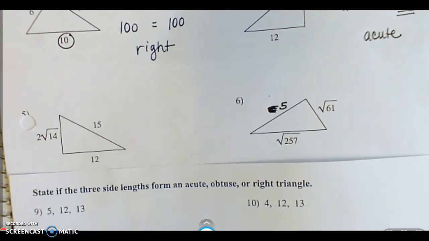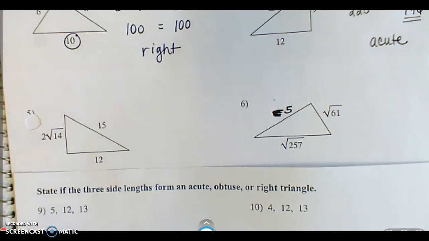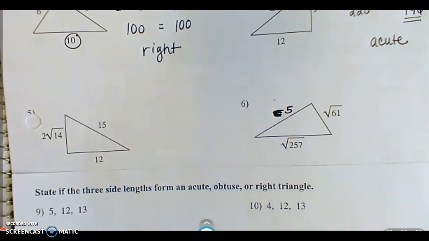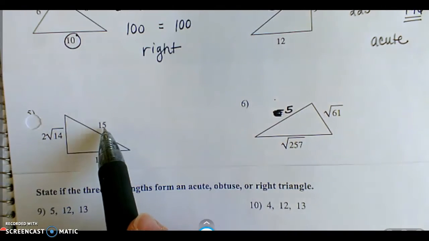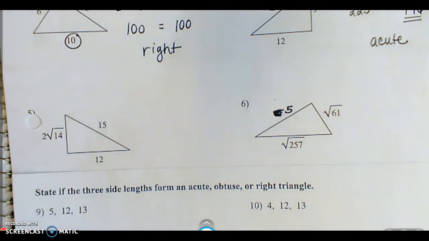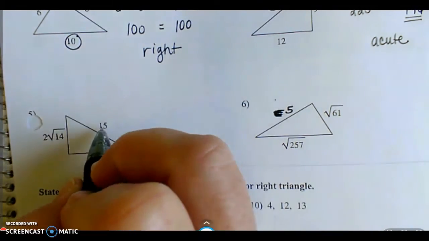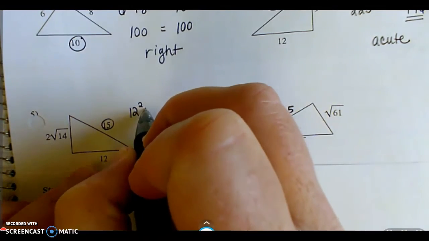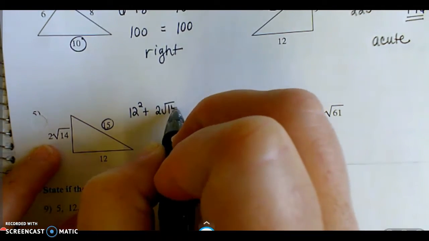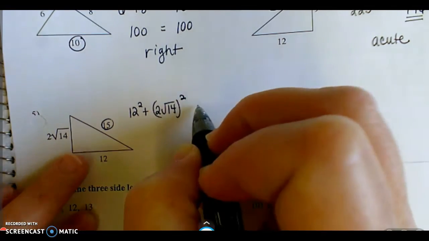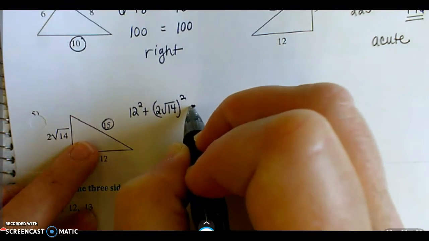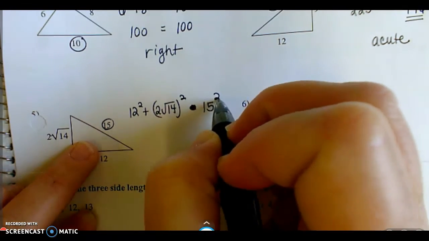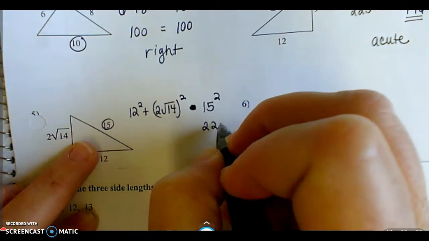Okay. The next two I just wanted to show you real quick just because they have some square roots in them and it's kind of weird. I think 15 is the biggest side, but if you aren't sure, put 2 square root 14 in your calculator. It's 7.4, so that means that the bigger side is 15. So we're going to take 12 squared plus this squared, and then, we don't know if it's equal, 15 squared. Alright, 15 squared is 225.